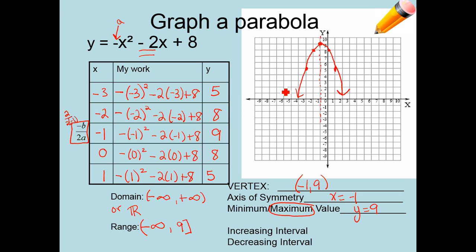Now, increasing and decreasing intervals. Let's start the car on the left-hand side. I would be driving up until I hit this point right here, which has an x value of negative 1. So increasing from negative infinity side of the graph until negative 1. And then I'd be decreasing from the x value of negative 1 until the positive infinity x values happen. So I'd be decreasing from negative 1 to positive infinity.